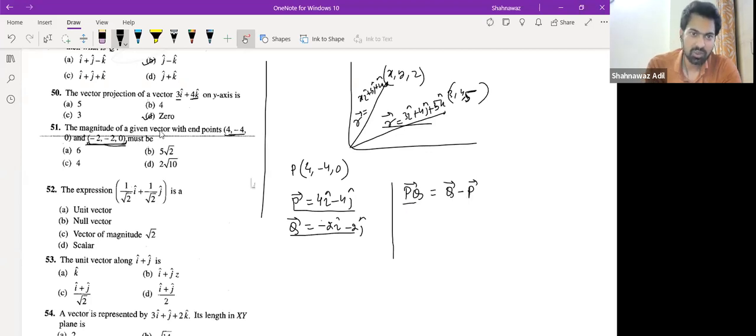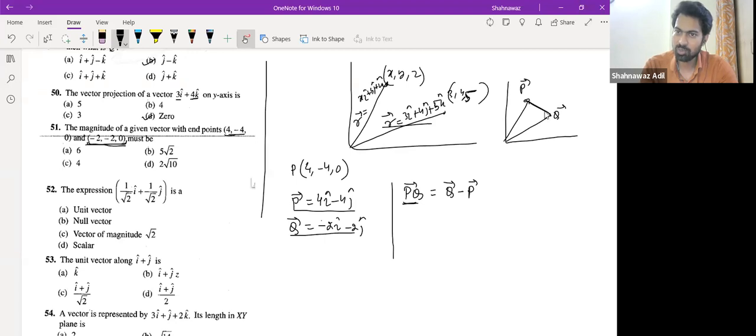So the magnitude of a given vector with these endpoints we can calculate by just subtracting Q minus P. Understood, guys? Let's say we have this P vector and this Q vector. So this would be PQ.